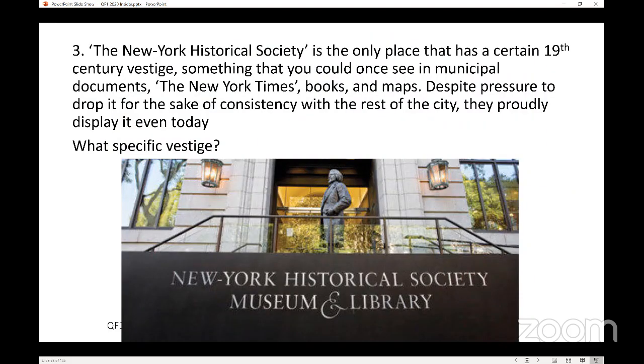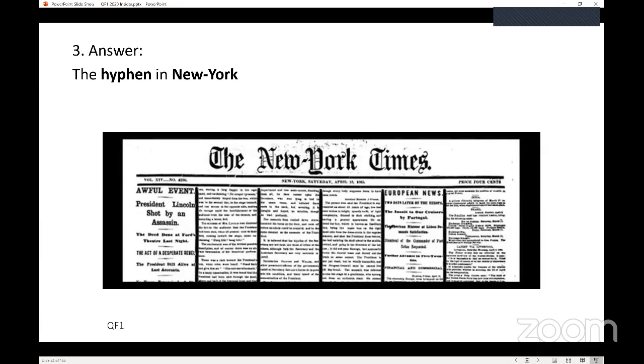So we move on to question three. The New York Historical Society has something that others had but now don't. What is it? Asha, please go ahead. The hyphen between the words New and York. That is right. So this is the hyphen in New York.